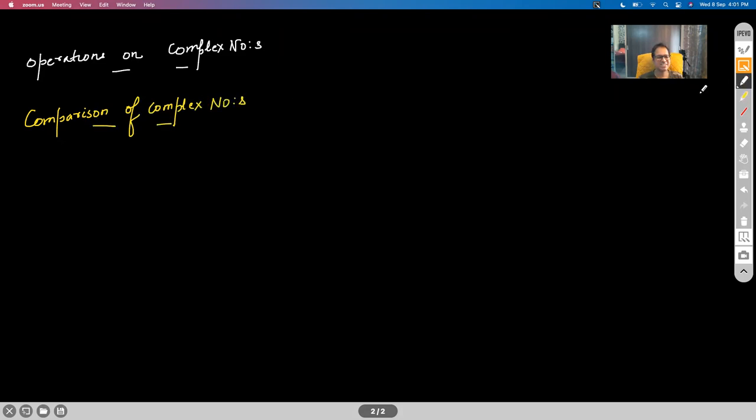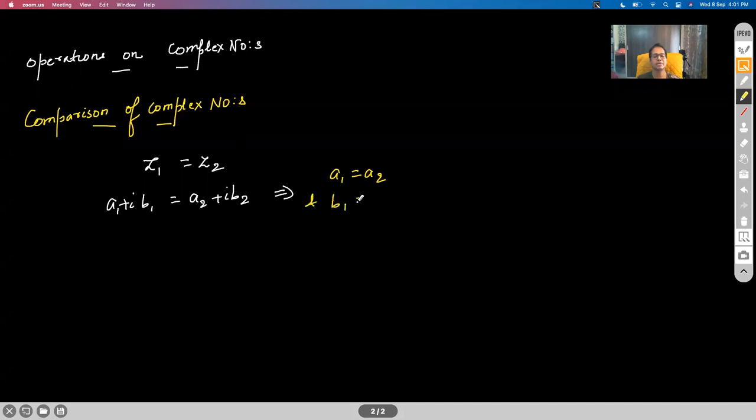Okay, so when we talk about comparison, we talk about two types: are they equal or are they not equal? So equality and inequality are the two types of comparison which normally we talk about. When you say one complex number is equal to another, let's say Z1 and Z2 are equal complex numbers, then it can only happen when their real parts are equal and their imaginary parts are equal. So this can only take place when A1 is equal to A2 and B1 is equal to B2.